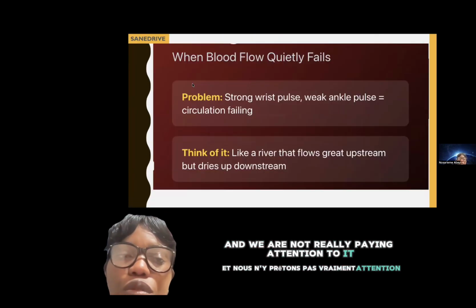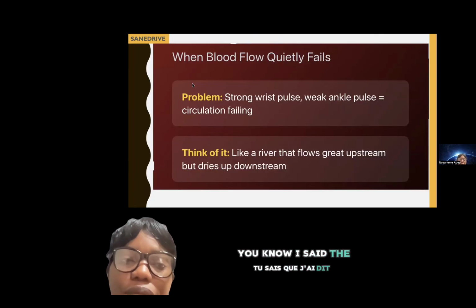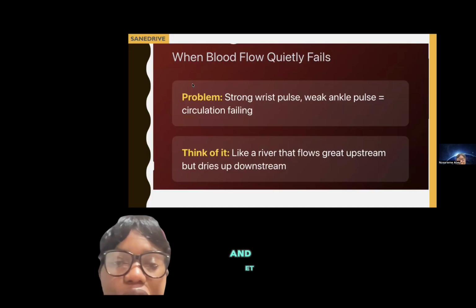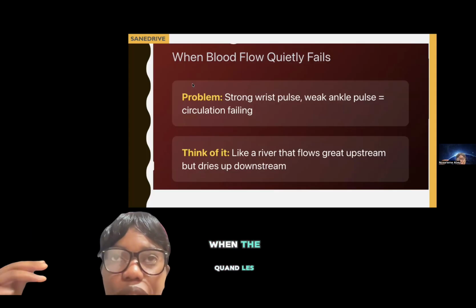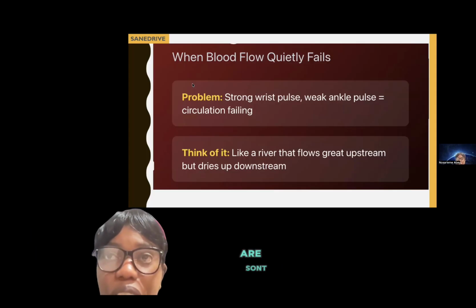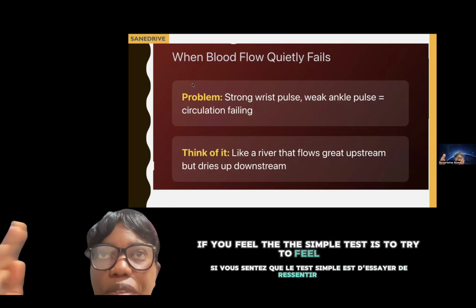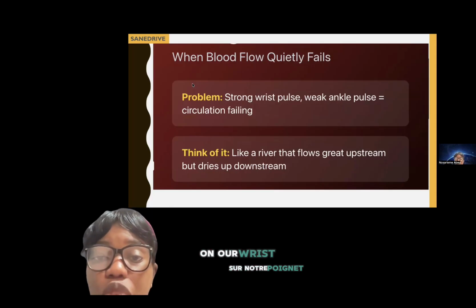Now, when blood flows quietly, sometimes it fails, and we are not really paying attention to it. And this is what I termed the drought. I said there are three. The first one is the hammer. The second is the chaos, when we have a low heart rate variability. And the third is the drought, when the peripheral pulses are weak.